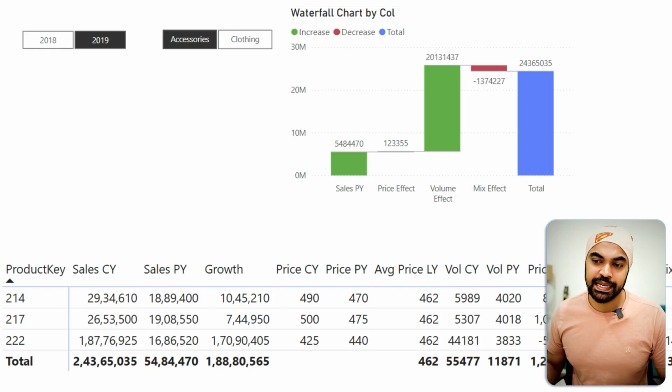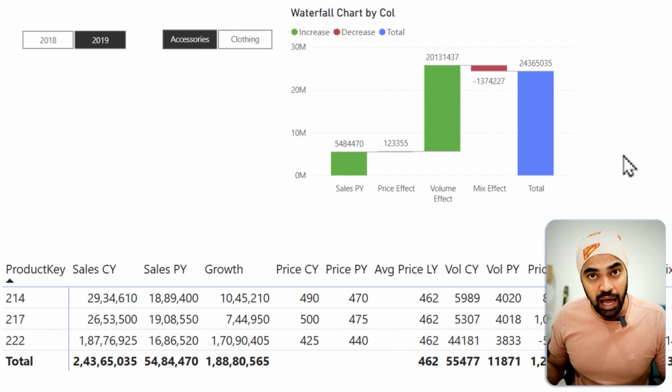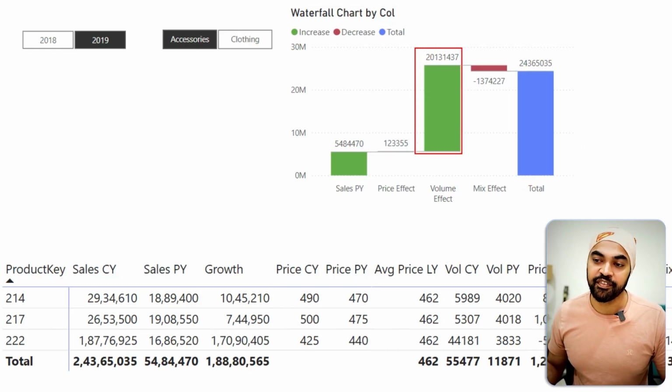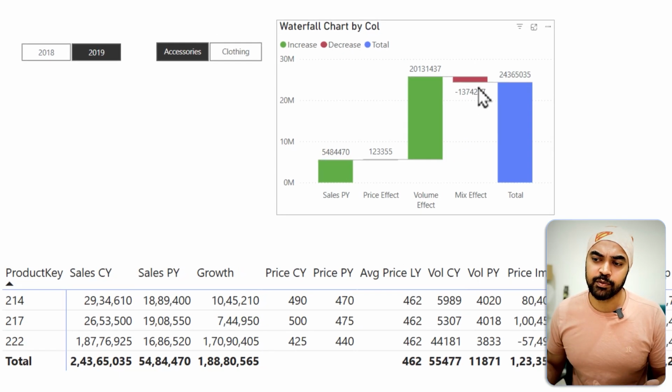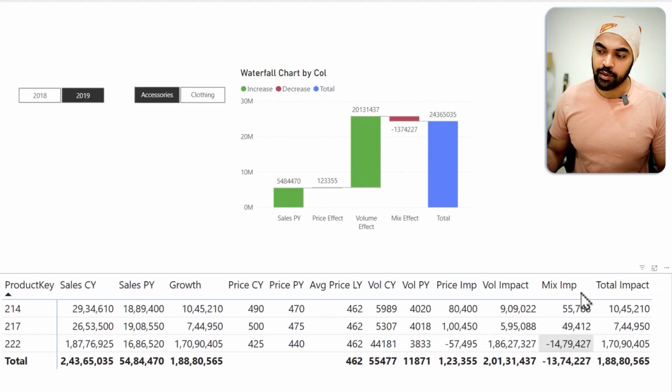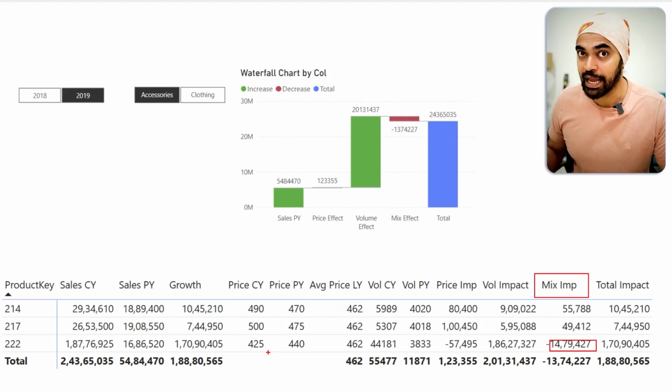Now if you take a look at the waterfall chart right here, it makes a lot of sense. You can see that my sales last year across accessories was this value, and my sales current year is this particular value, and all of the growth that has happened in between can be contributed largely to volume effect right here and very little mix effect. That means we actually sold cheaper products in the current year, and that's why we have the mix as down. Your mix is actually dragged down by this one product that you largely sold, which was cheaper as compared to the average pricing in the current year.